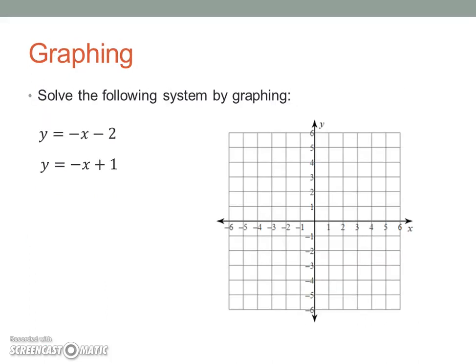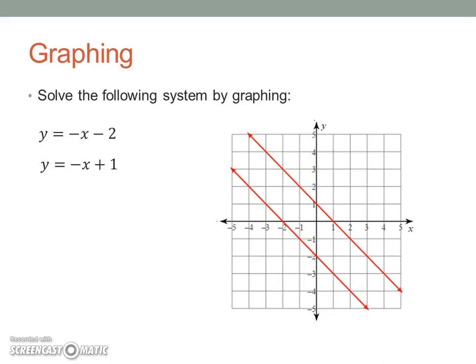First, let's do graphing. Notice these are both in slope-intercept form. We graph the first one. We start at -2 on the y-axis, and then we go with a slope of -1. The other equation starts at 1 on the y-axis and has a slope of -1 as well. So it looks like this. Notice that the slopes are exactly the same between the equations. That means these lines are parallel, meaning they will never touch. Therefore, the answer to this one is no solution, because they will never intersect.